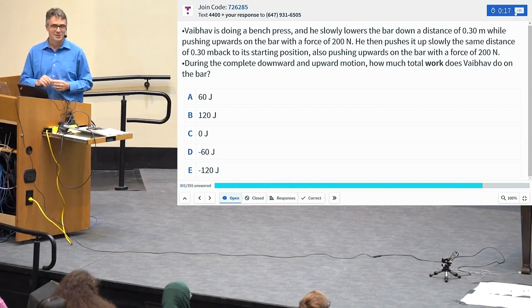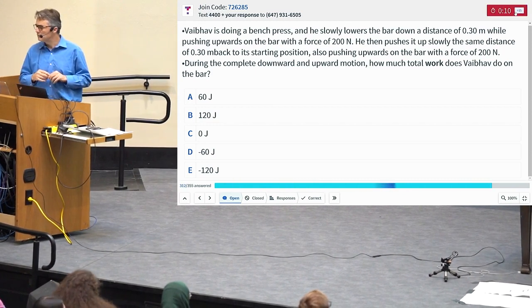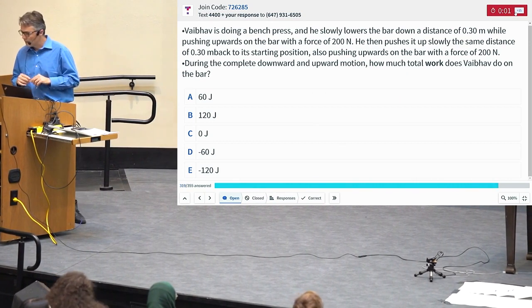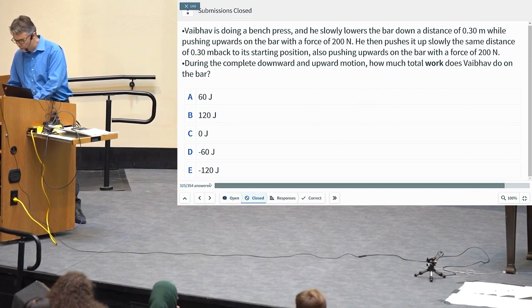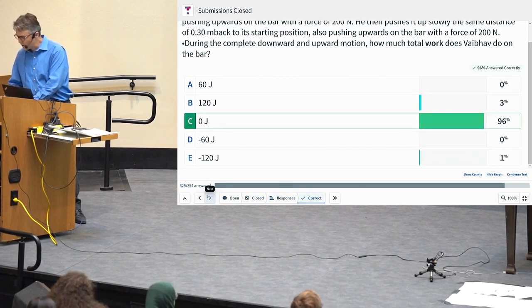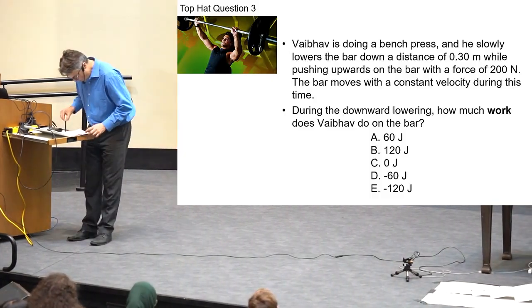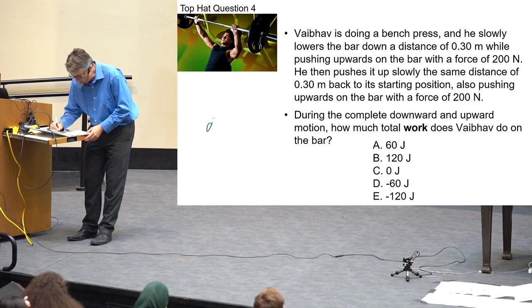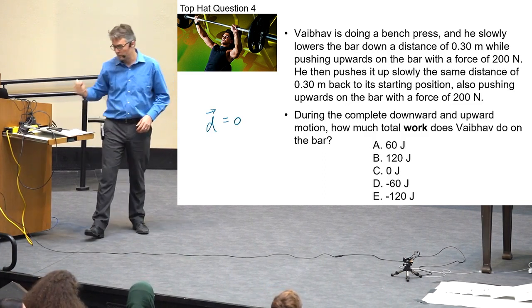Okay, this is one of those weird physics concepts. It doesn't always match with your intuition. Ten seconds. Okay, see what people are saying here. 96% are voting for 0, and that's what I liked as well. So the basic idea is that the displacement in this case equals 0. You're going up and down, returning to the same position. So you do 0 work. Work equals 0.